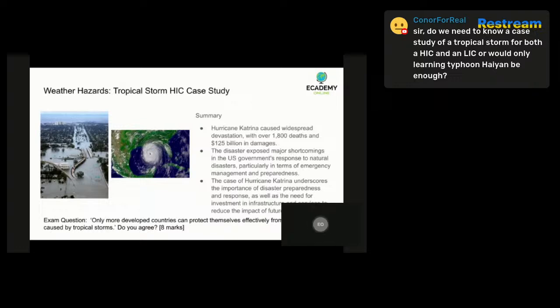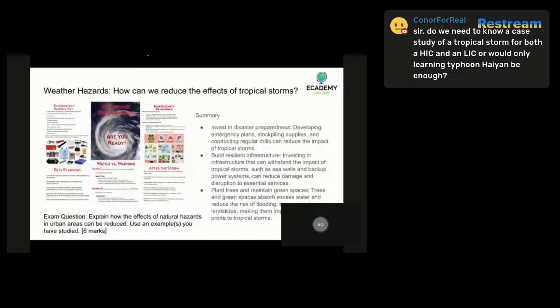Okay, let's move on to the next section. So this ties in quite nicely with the previous exam question that we were looking at. How can we reduce the effects of tropical storms? There's lots of things that anyone can do in these areas, and there's 4 key things that I'm going to go over in just a second.